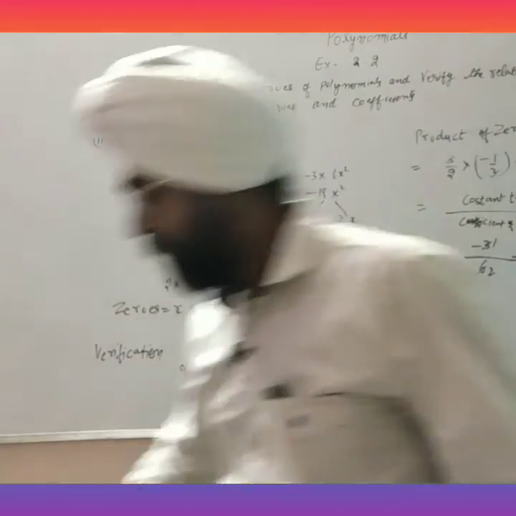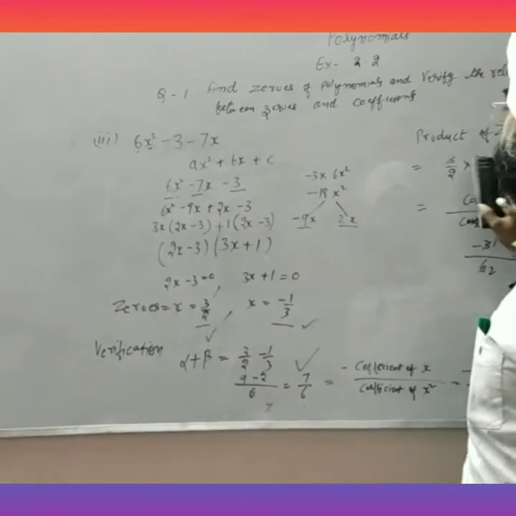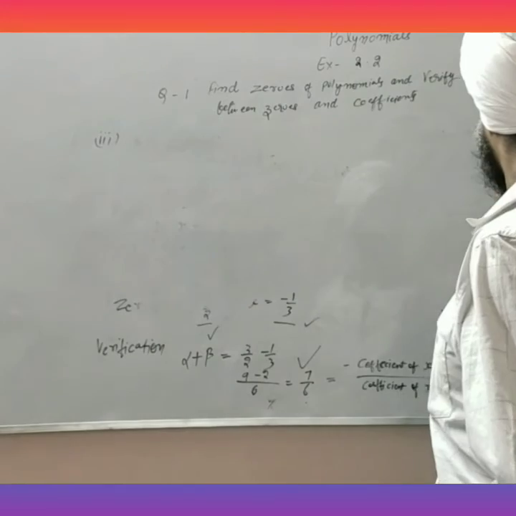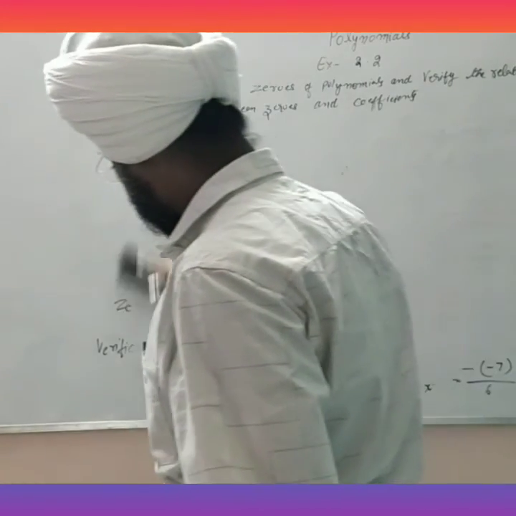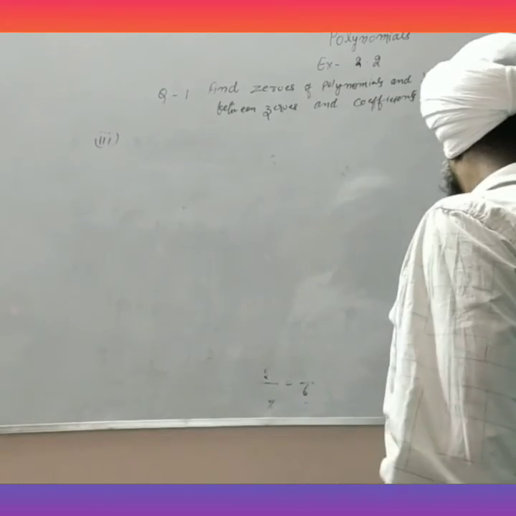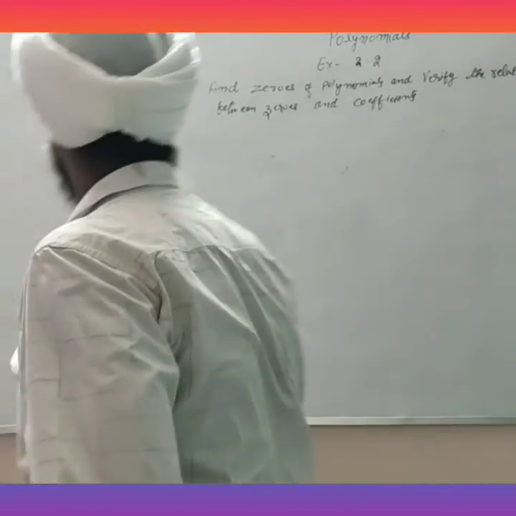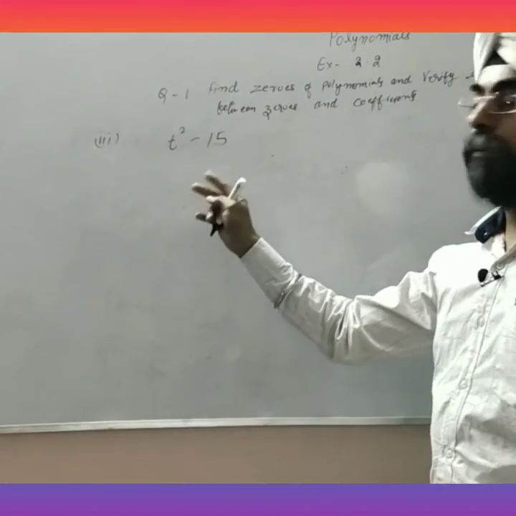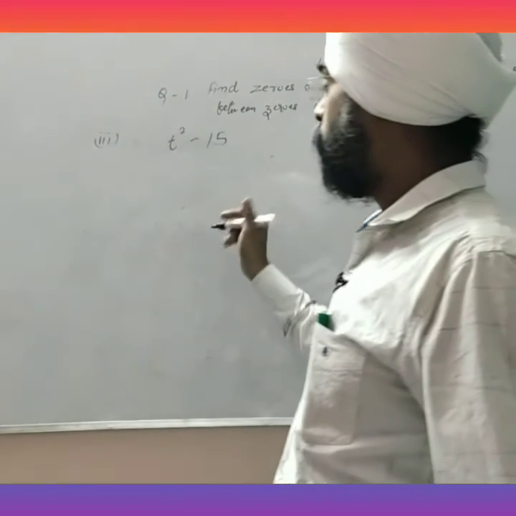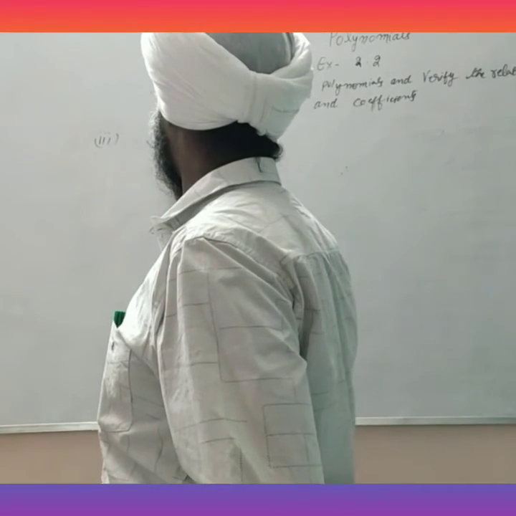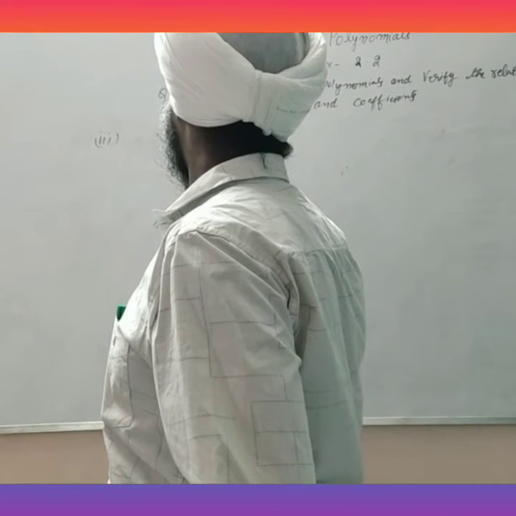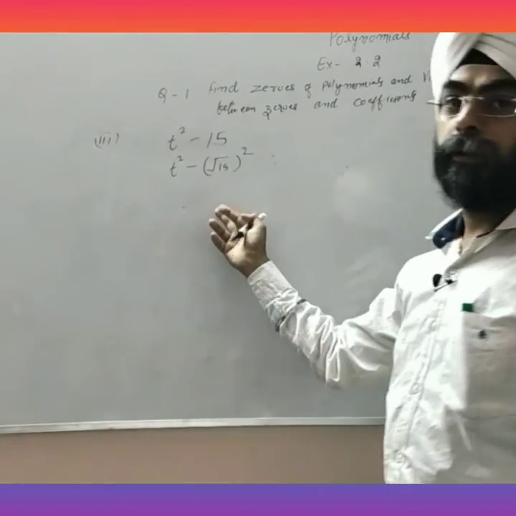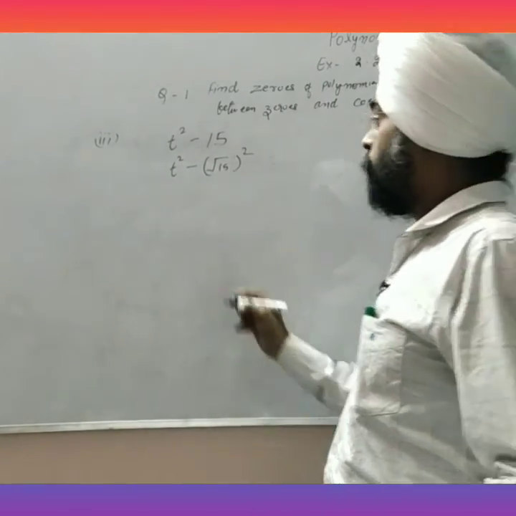The last question, question number 4, is t square minus 15. So in this question there is no term with the x. The x term is not available here. I can write it as t square minus root 15 square. It can be converted into root 15 square.